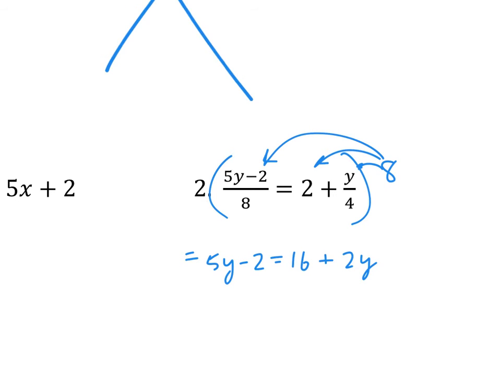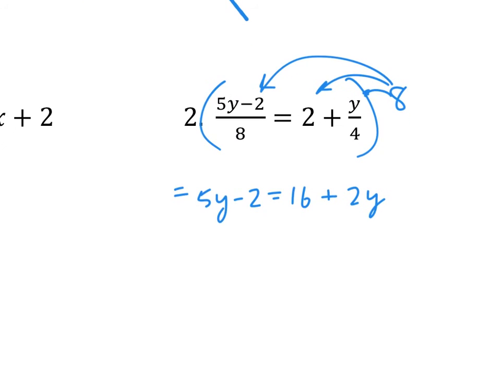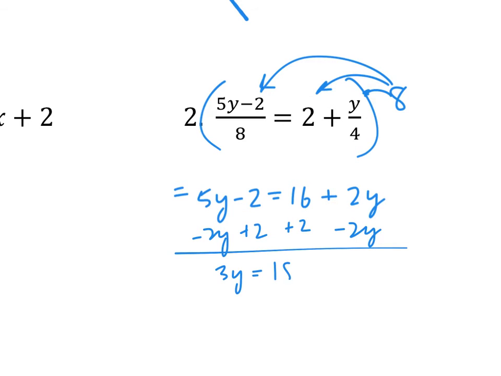So now it's a very easy problem to do. I'm going to subtract 2y on both sides, and then add 2 on both sides. So we get 3y equals 18. So y is 6.